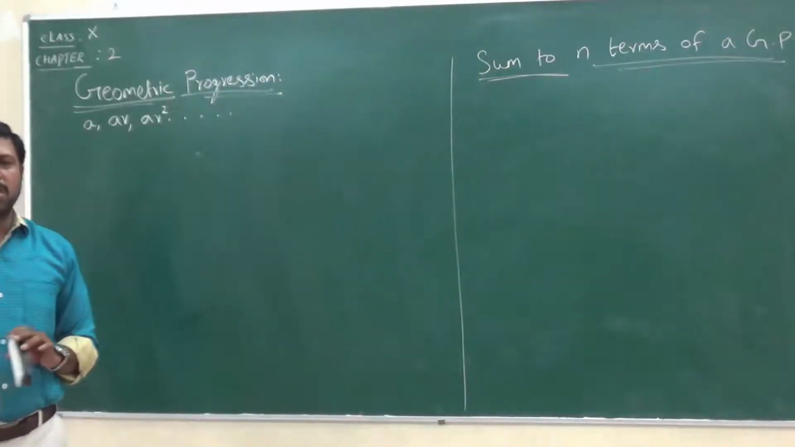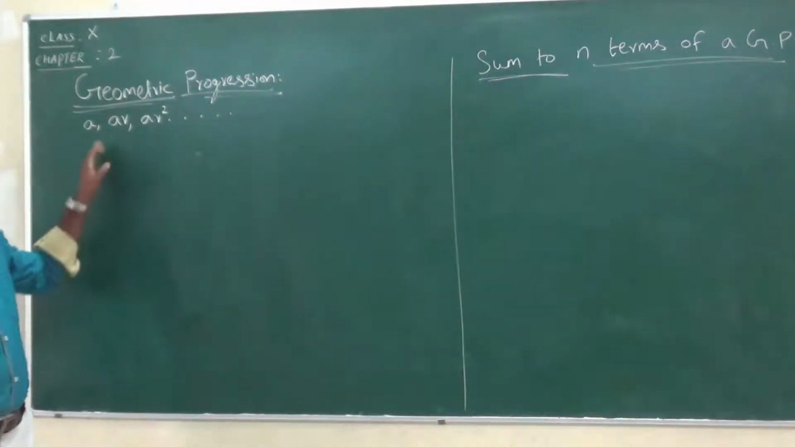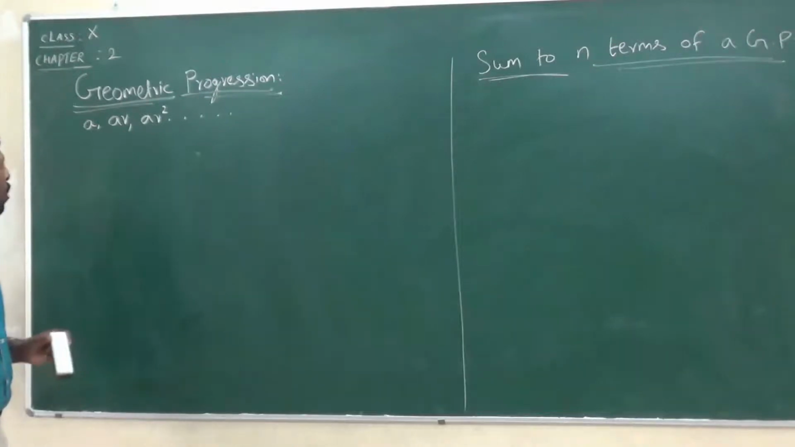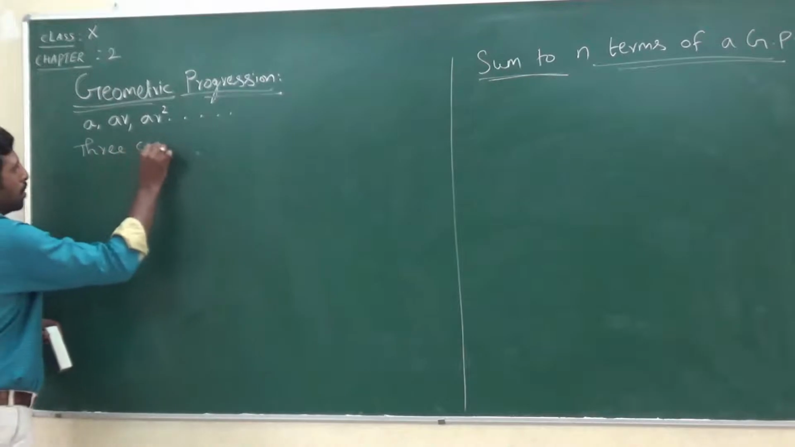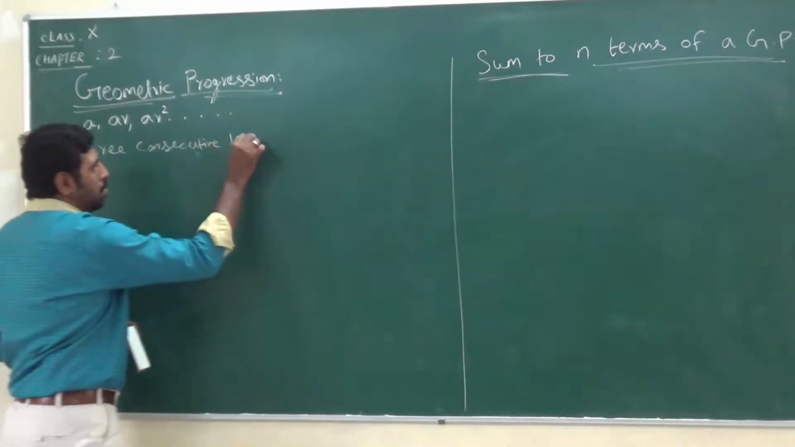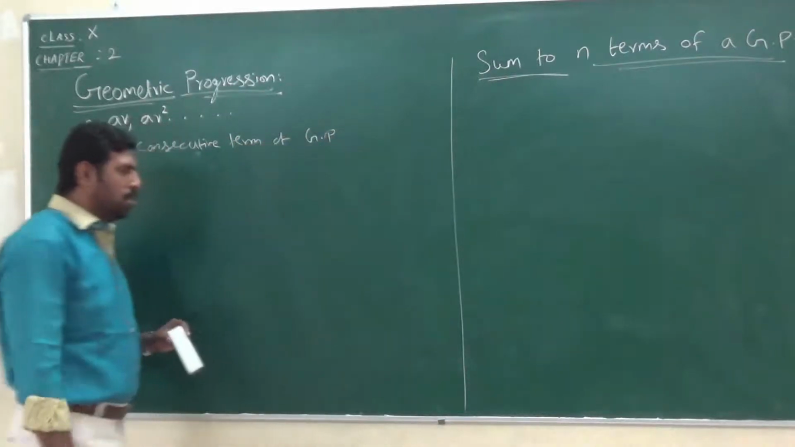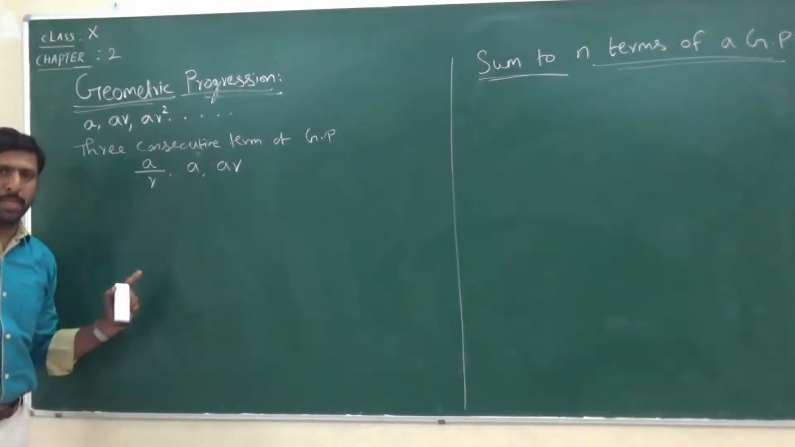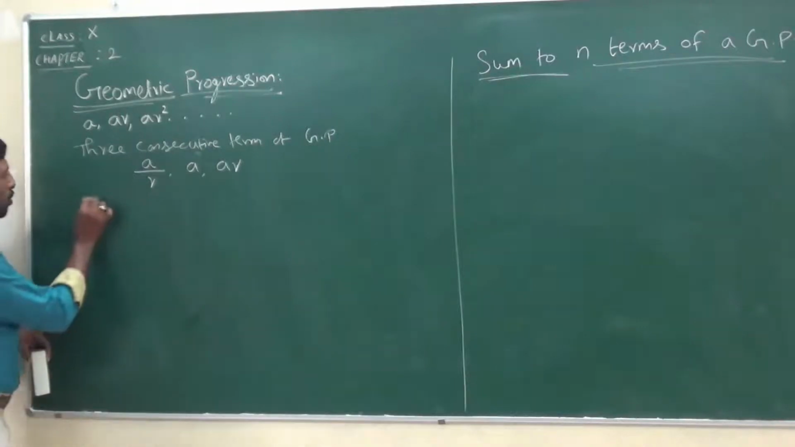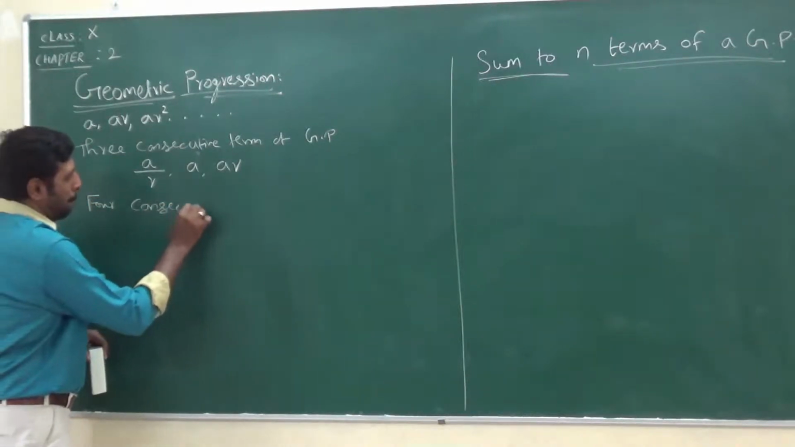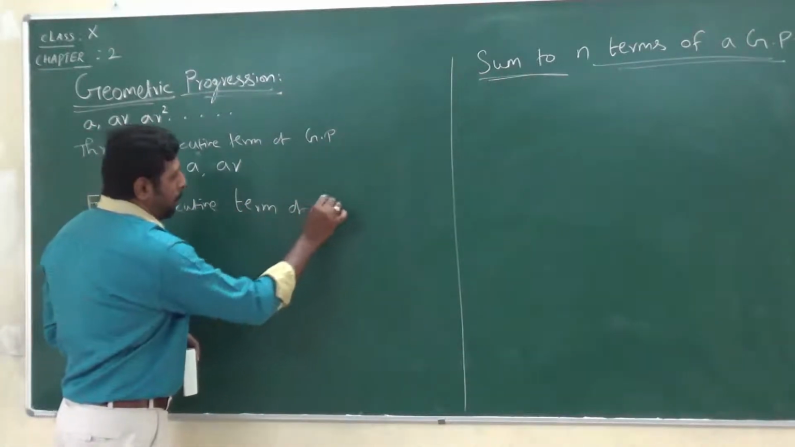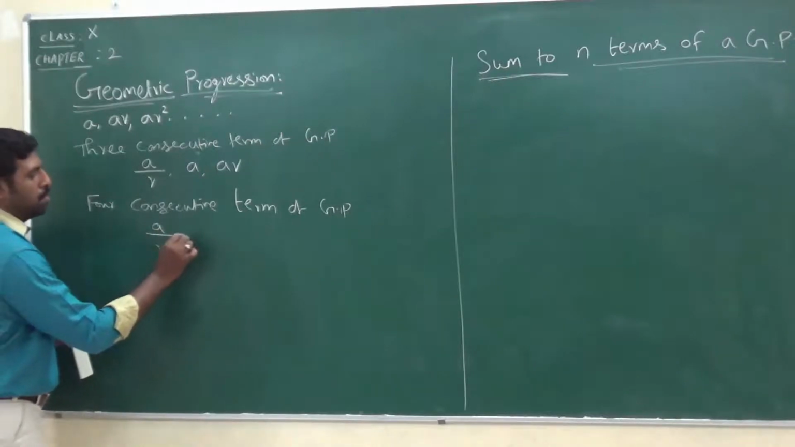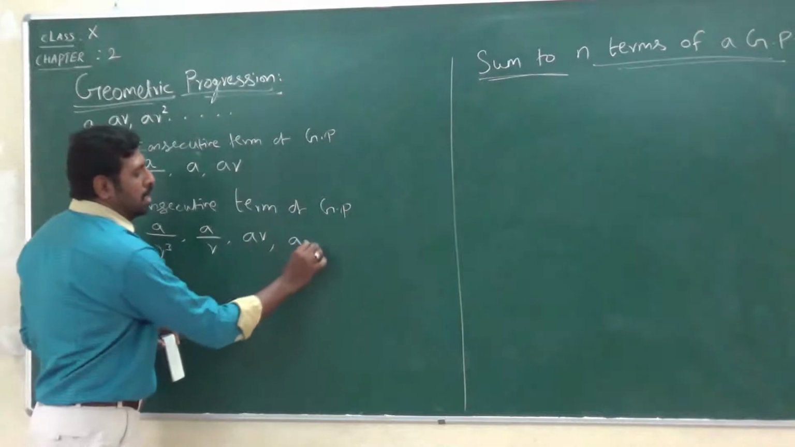Next we see the geometric progression with three consecutive terms and four consecutive terms. Here we have the geometric form, AR square is the geometric form, that is a progression. Now we write the three consecutive terms of GP: A by R, A, AR are the three consecutive terms of GP. Here the common ratio is R. And then we have four consecutive terms, with common ratio R square: A by R cube, A by R, AR and then AR cube.